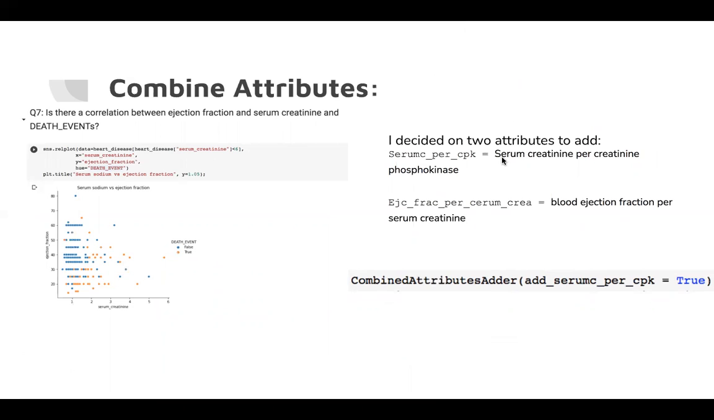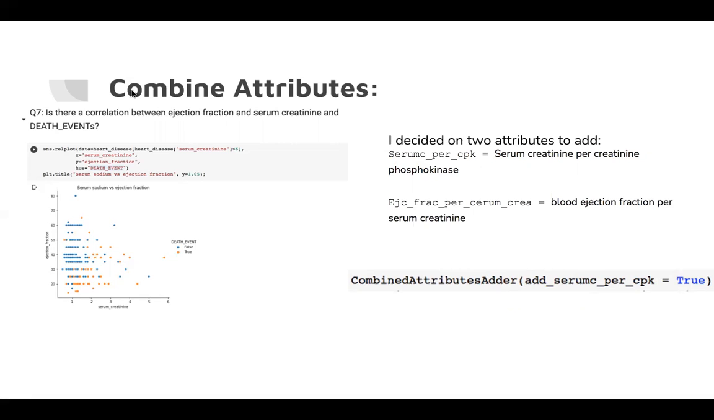So I decided to add two attributes. The first one is serum creatinine per CPK, and that's because the research paper said that those were strong features to use. And then I did ejection fraction per serum creatinine.